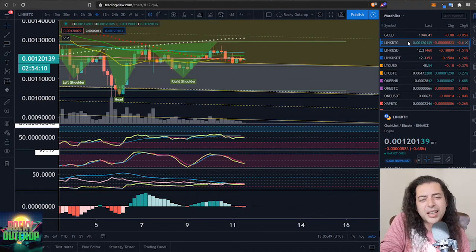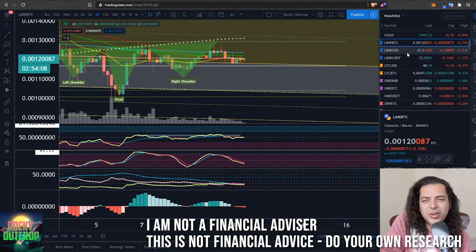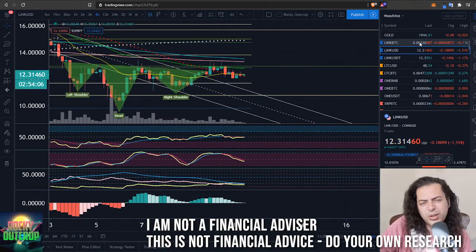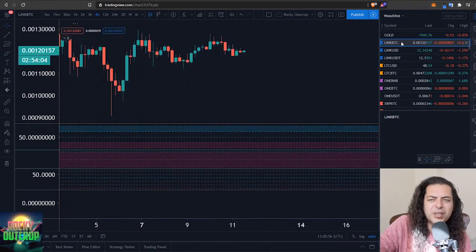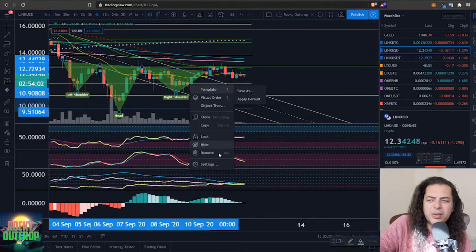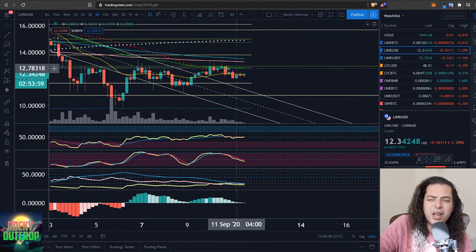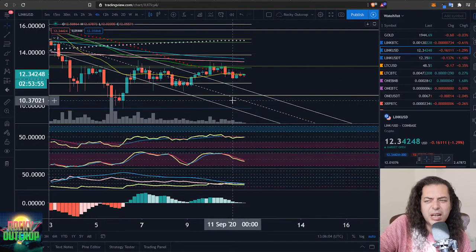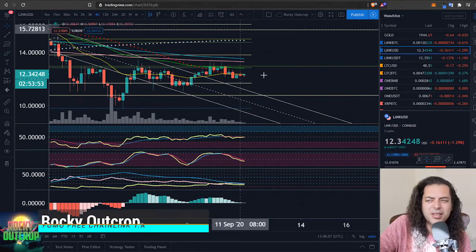Hi friends, let's take a look at Link, and to help out as well, let's do Link versus the USD first, right? Okay, we'll do Link versus USD, followed by Link versus BTC. And what we're going to do is just take away all this sort of noise off the chart just now. We've got moving averages, we've got Fibonacci's, we've got all sorts of stuff on the go here, and we've got patterns and everything else.